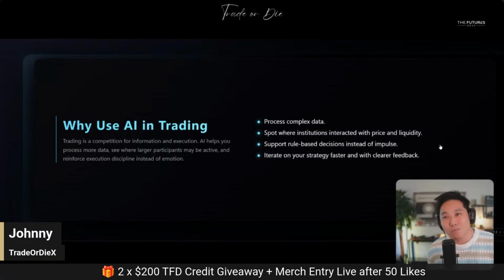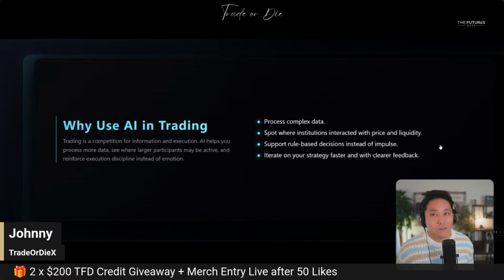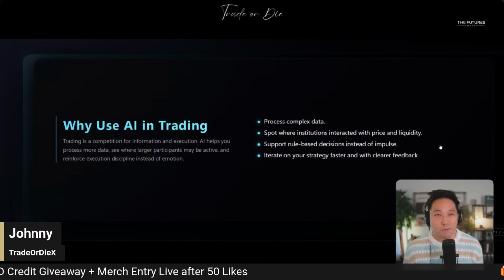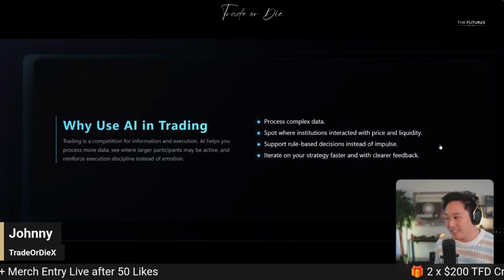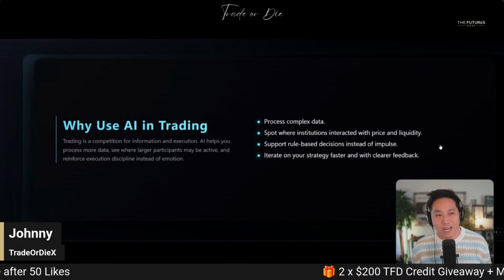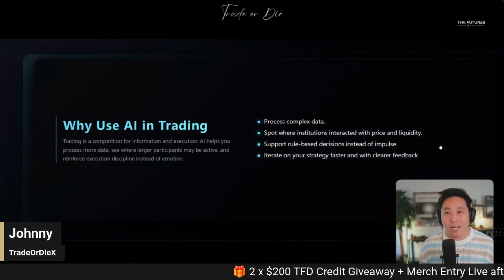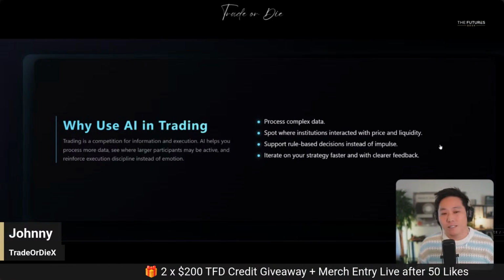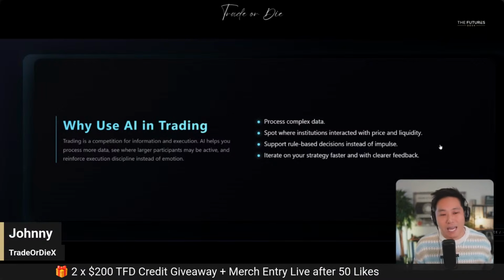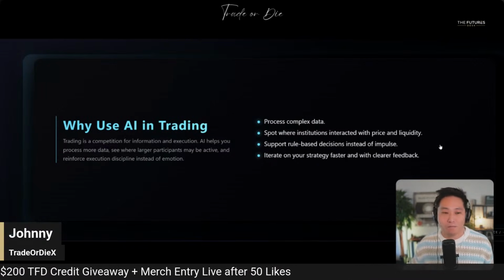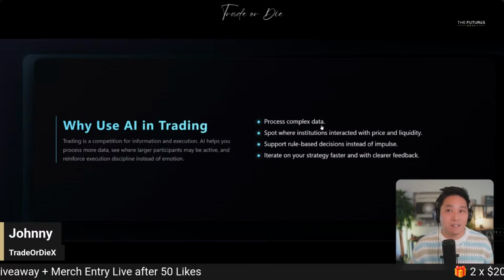And then the last point I have on here that I wanted to cover was iterate on your strategy faster with clearer feedback. What this is about, and I have some examples of this, is if you have a strategy and you're curious about, well, how can I optimize this? AI is a really good way to do that, but there's some caveats. So I'll go over that in some future slides.